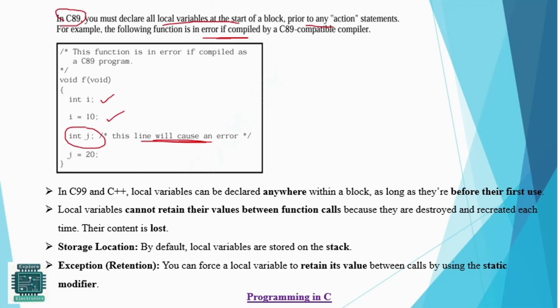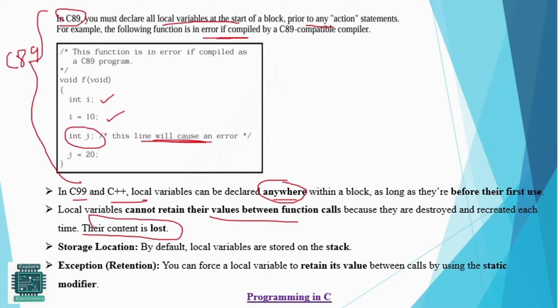Okay. Now in C99 and C++, local variables can be declared anywhere. This is only with respect to the C89 version. Okay, clear with this? In C99 and C++, local variables can be declared anywhere in the program, in between also. If you suddenly need one, you can declare it and use it in the C99 and C++ versions. Local variables cannot retain their values between function calls because they are destroyed and recreated each time. Their content is lost.